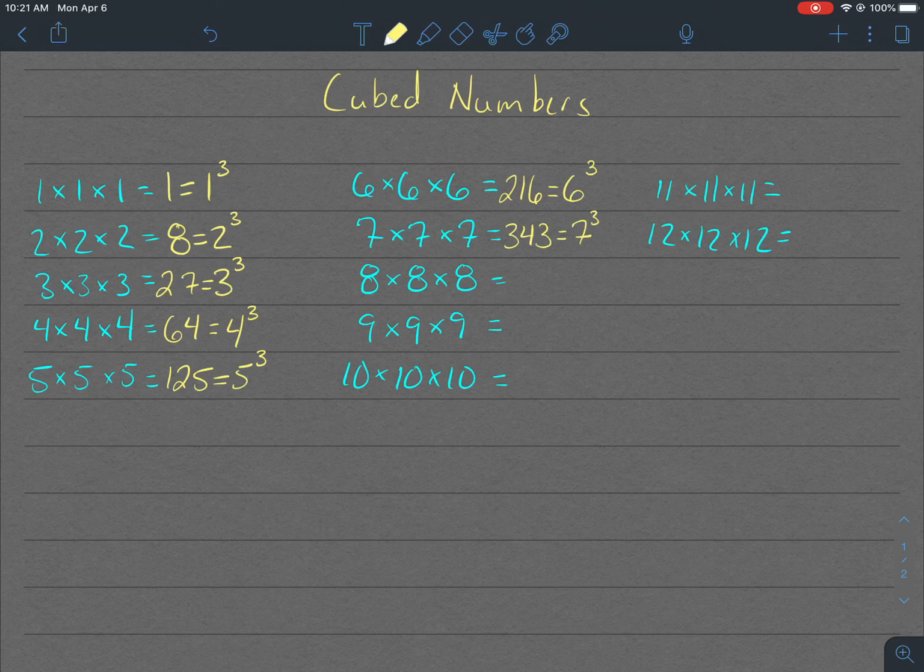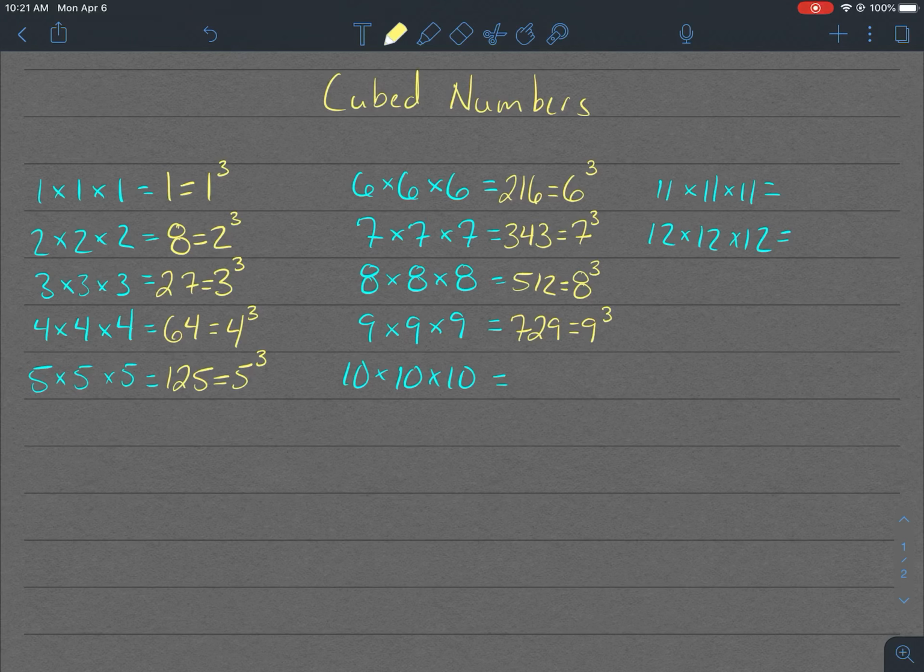Okay, the next one, you have 8 times 8 times 8. Well, 8 times 8 is 64, and times 64 by 8, you're going to get 512, which is equal to 8 cubed. Okay, now we got 9 times 9 times 9. Well, we know that 9 times 9 is 81. Multiply 81 by 9, you'd end up getting 729, which is equal to 9 cubed.